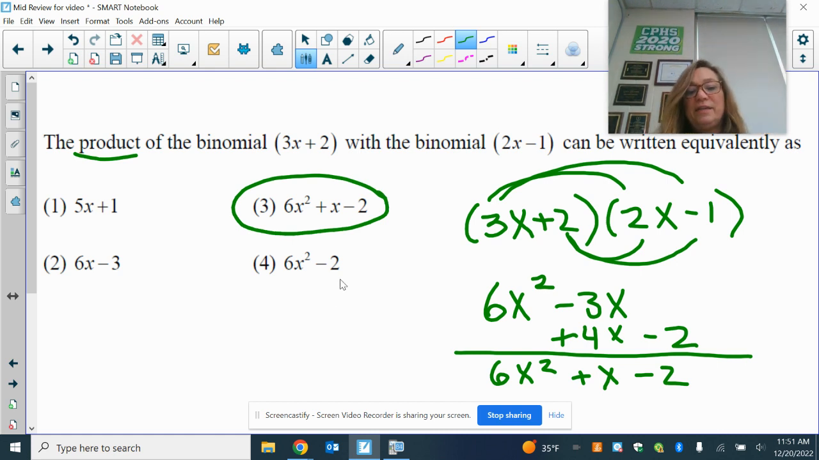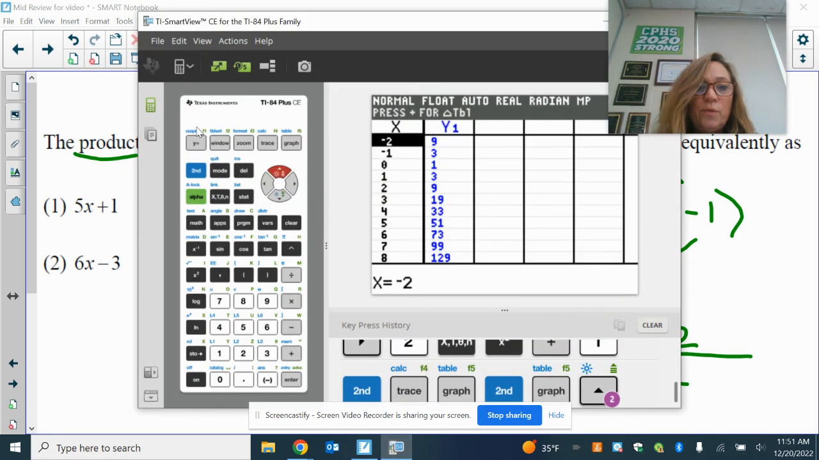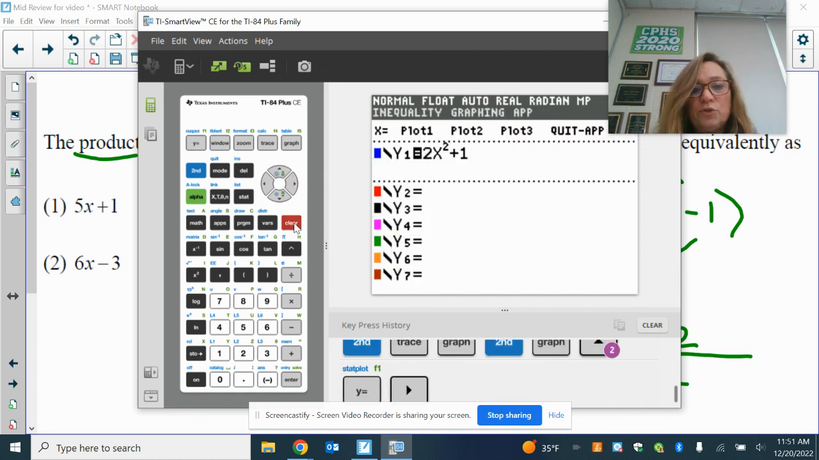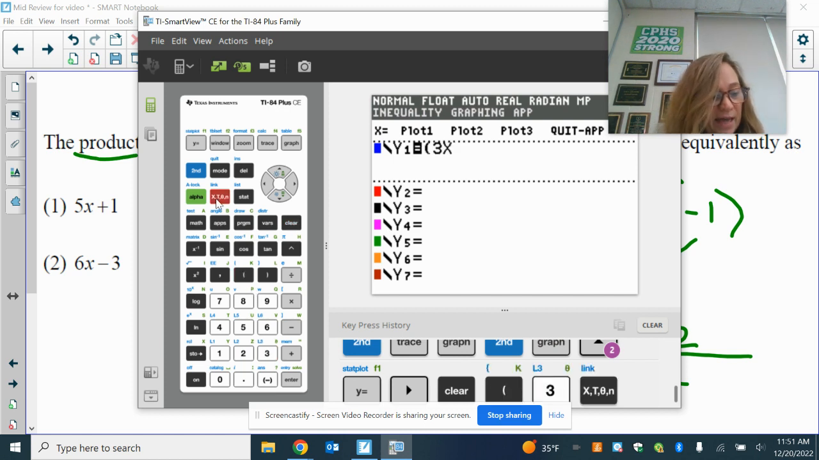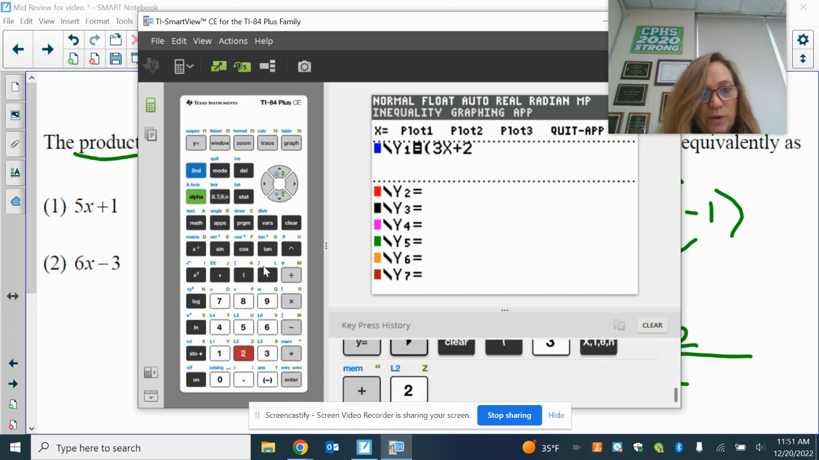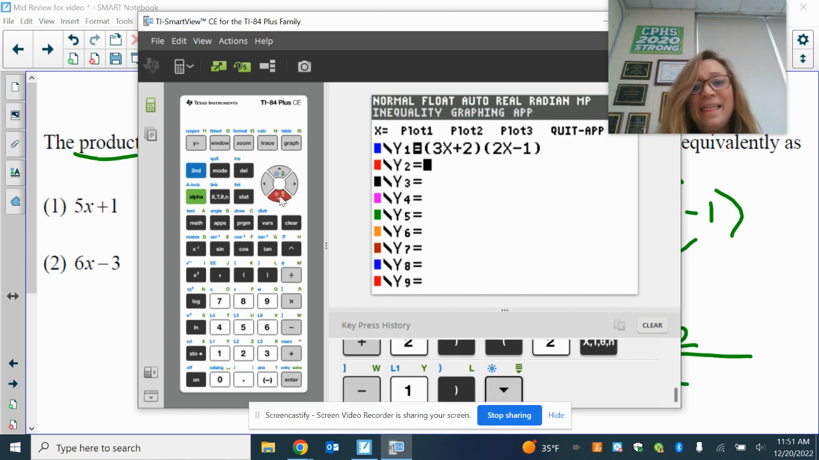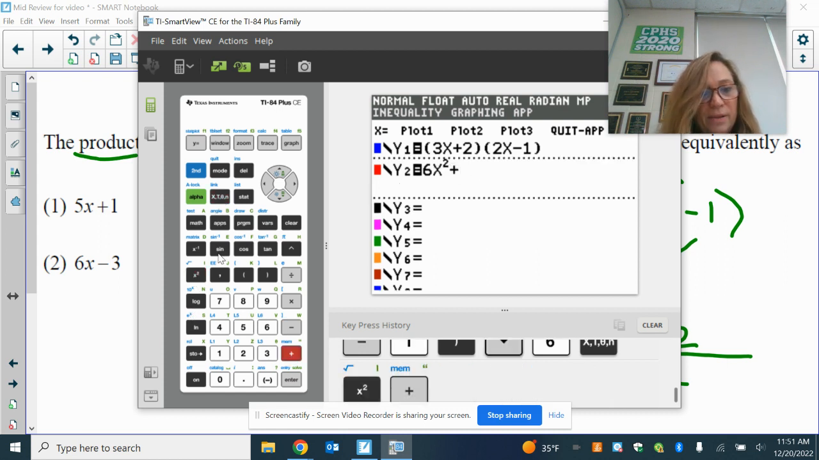You can also use your calculator to check this. So I would think the easiest way is to use your y equals. So I'm going to type the question part first, and that would be 3x plus 2 in parentheses, and then a 2x subtract 1 in parentheses. That's the question. And then the answer that I am choosing is 6x squared plus x subtract 2.